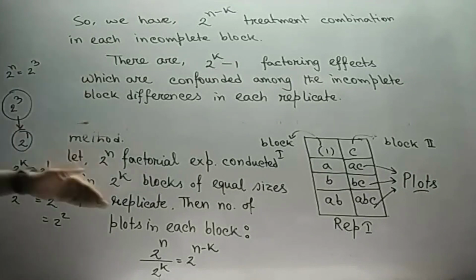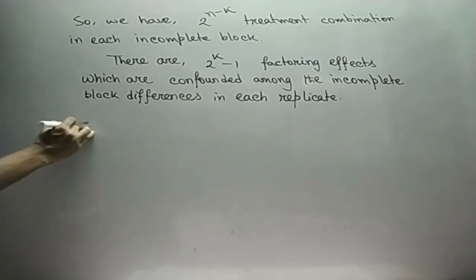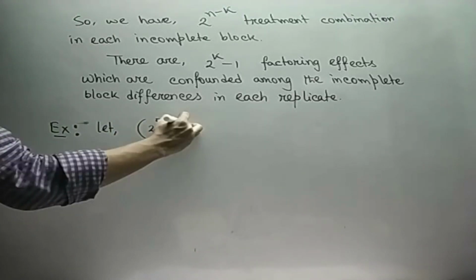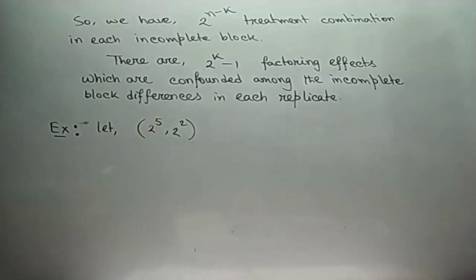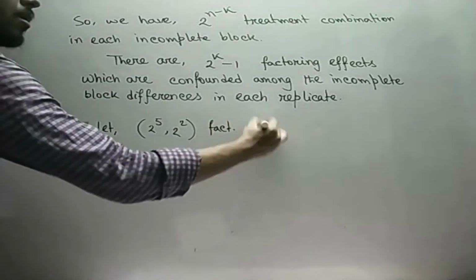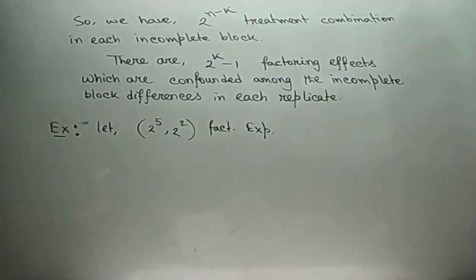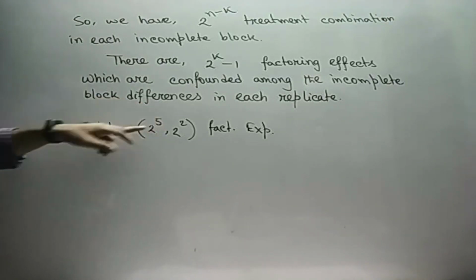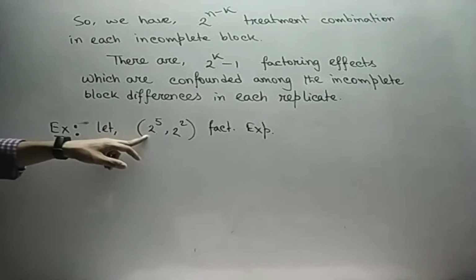Now let's have some examples on that. So first example, let we have a 2 to the power 5 comma 2 square design, or 2 square factorial experiment. That means we have a 2 to the power 5 factorial experiment, or 5 factors with each and every factor having 2 levels.